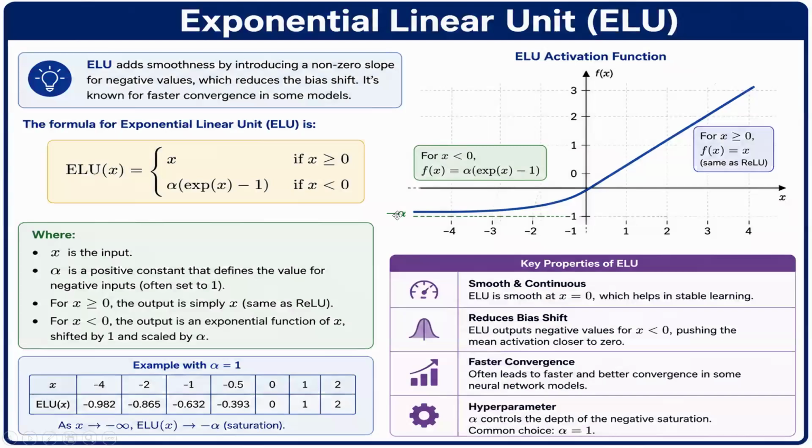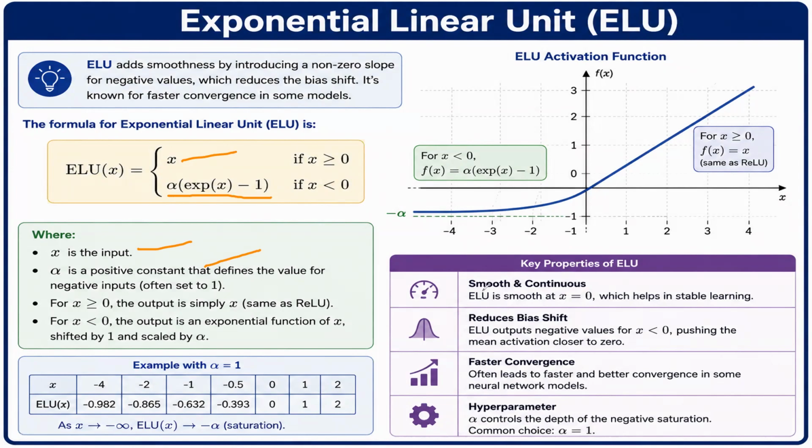Next is exponential ReLU, the exponential linear unit, that is ELU. ELU adds smoothness by introducing a non-zero slope for negative values. So here we have added one exponential value. ELU of x is equal to x for x greater than or equal to 0, and alpha times (exponential of x minus 1) otherwise. Here x is the input and alpha is a positive constant. So here we have added one exponential component.